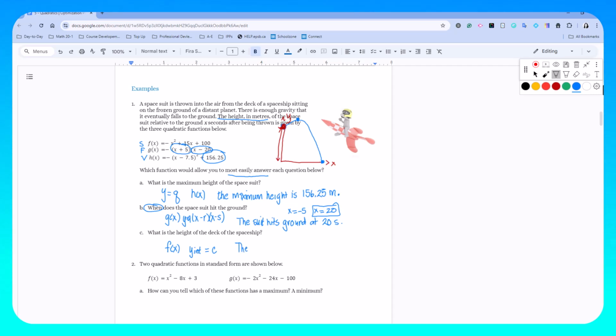So the height of the deck is 100 meters.